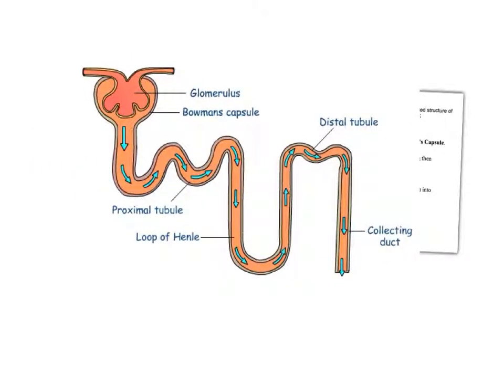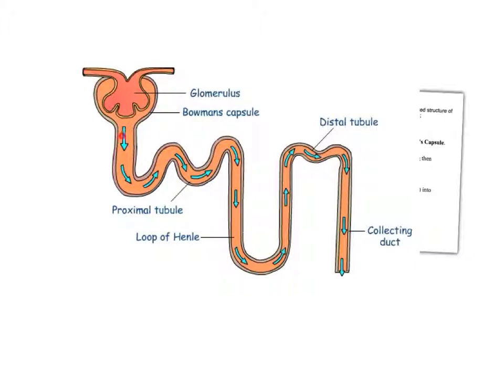Looking at that diagrammatically, I'll just quickly go through that again. So here's a schematic diagram of what one of these nephrons looks like. So we have this knot of capillaries here, which is surrounded by this blind-ended tubule, which is called the Bowman's capsule.